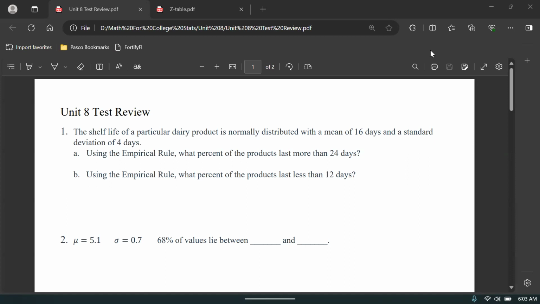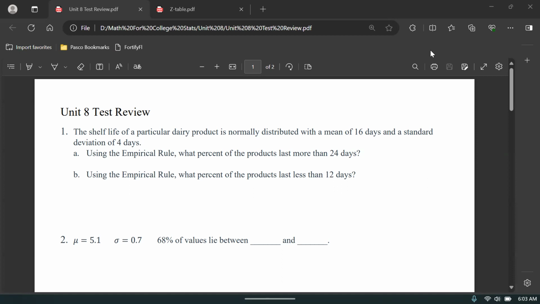There's a lot going on here. So, number one, the shelf life of a particular dairy product is normally distributed with a mean of 16 days and standard deviation of 4 days. Using the empirical rule, what percent of products last more than 24 days? Using the empirical rule, what percent of products last less than 12 days?